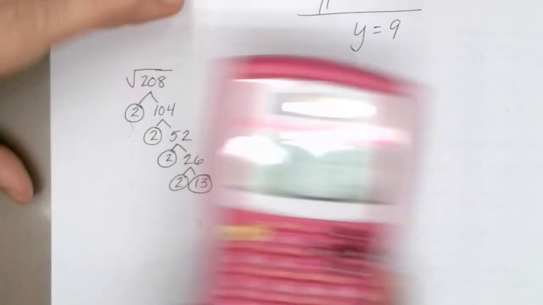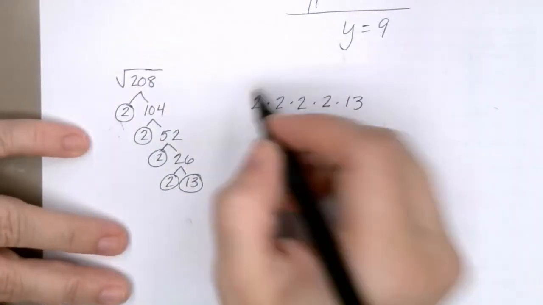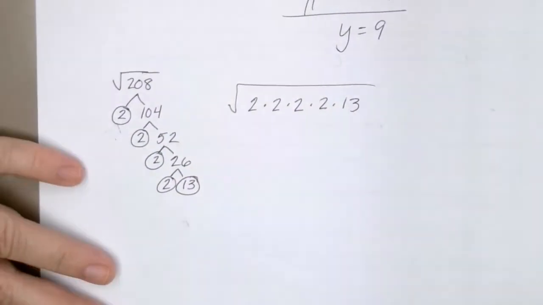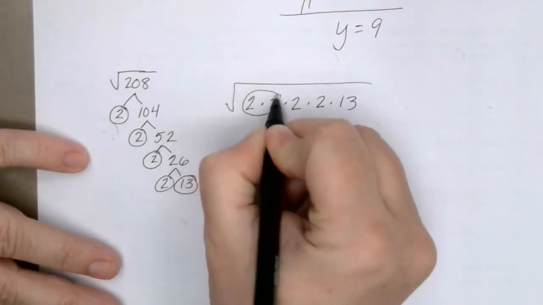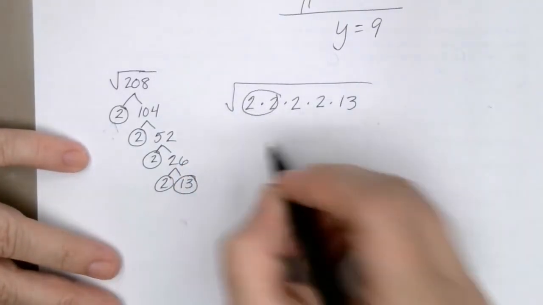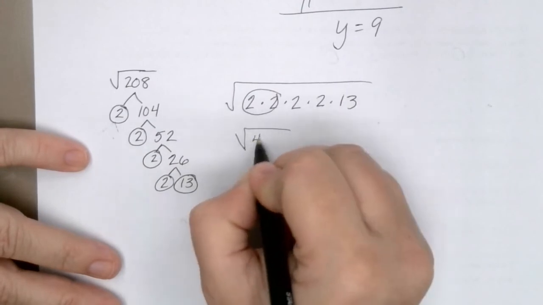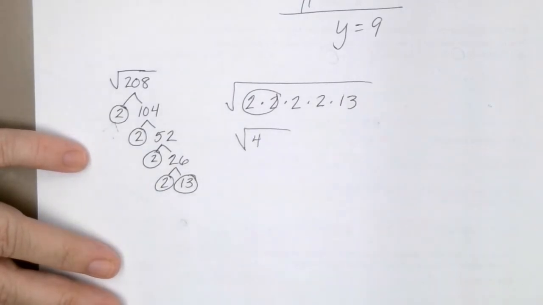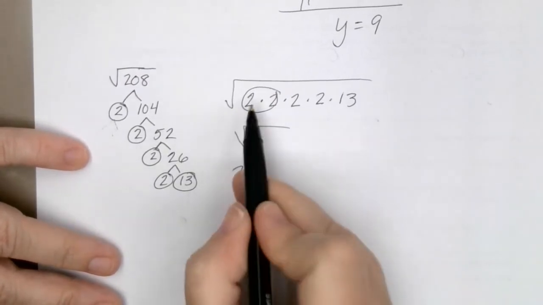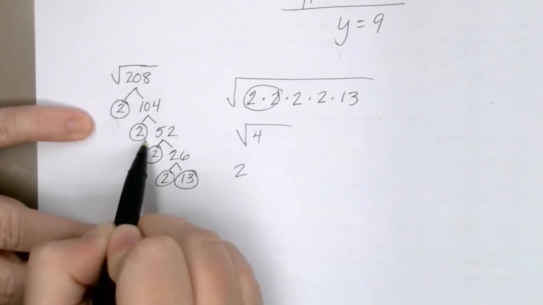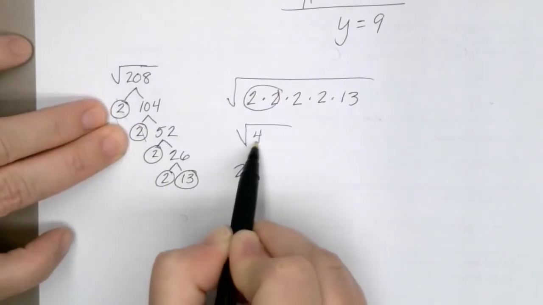Now, if this is all under a square root, what is 2 times 2 under a square root? Isn't that 4? Don't I know what the square root of 4 is? What is it? 2. So 2 2s from my tree here end up being the square root of 4, which means I can take a 2 out.